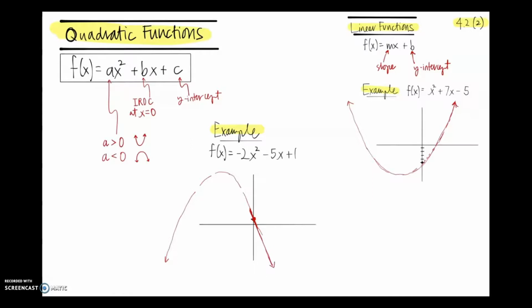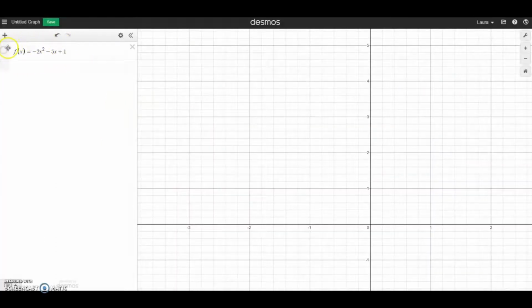So let's go ahead and graph this on Desmos and see how close we were to this one. Okay, I've input the function, our quadratic function, into Desmos, and I'm going to hit this little circle to graph it. And that looks pretty much like what we thought it should look like based on all those numbers that we know what they represent.